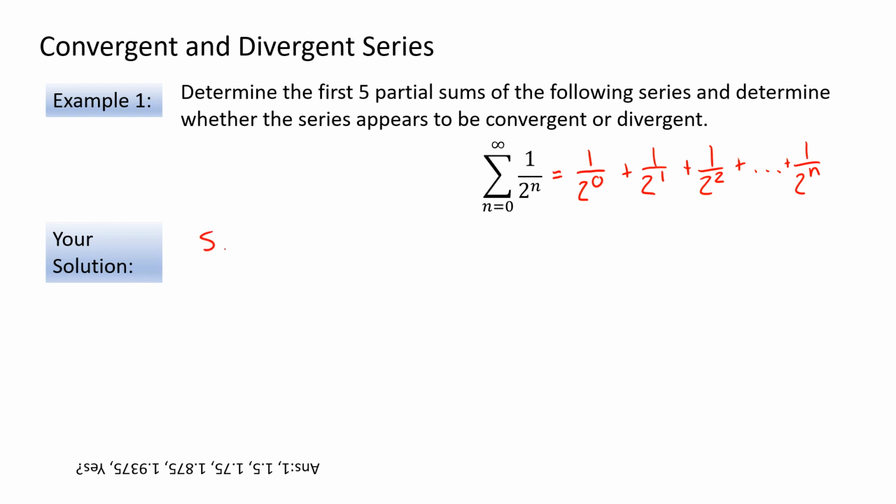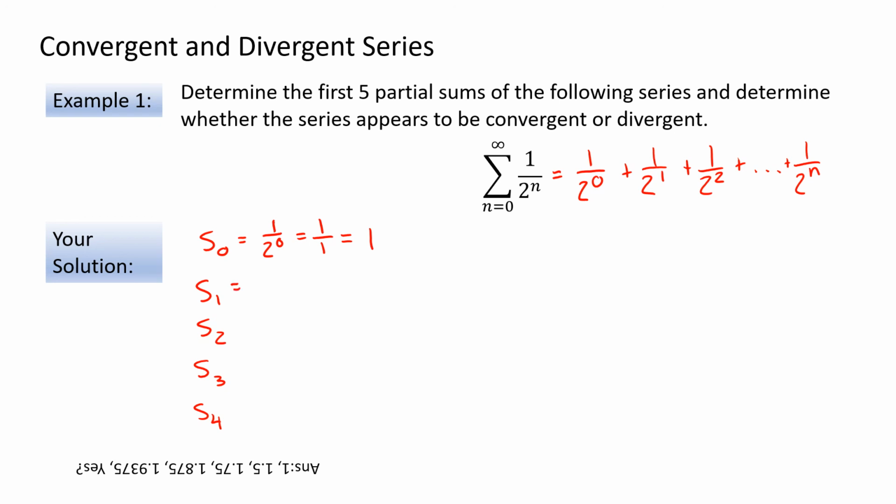Now, to determine the first 5 partial sums, we're starting at n equals 0. So we're going to have our sums S0, S1, S2, S3, and S4. You can see it's 4 here at the end, but if you count these up, it's 5 partial sums. The first partial sum, S0, is the first term, which is 1 divided by 2 to the exponent 0. Remember, anything to the exponent 0 is 1. So this becomes 1 divided by 1, or simply 1.